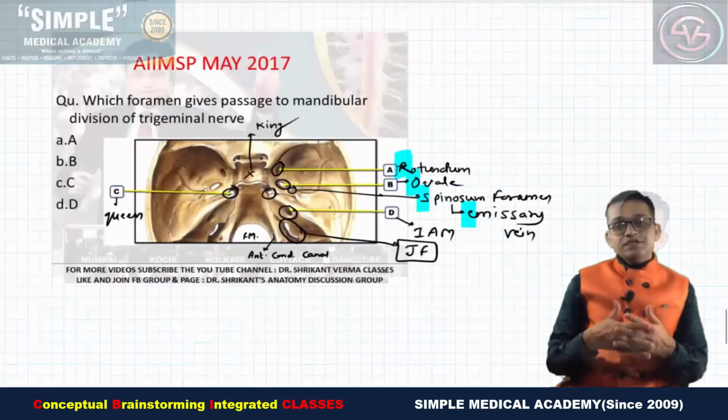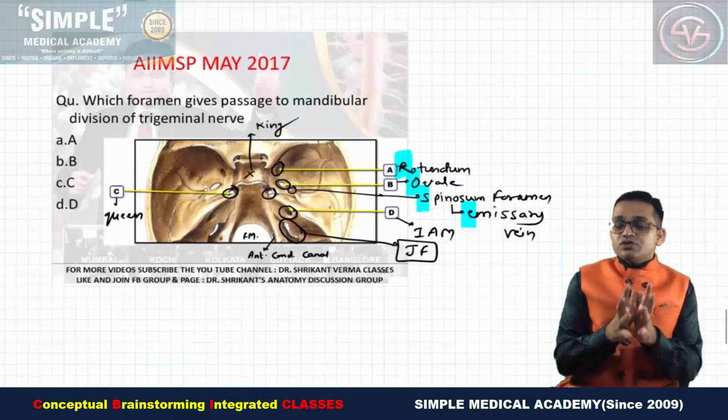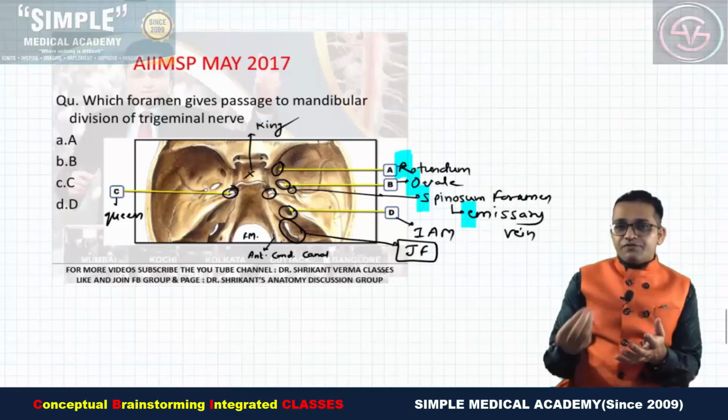Okay, so this is all about the cranial cavity and the various important structures passing. So these are the important structures. In detail, the particular nerves we will see in a different video.